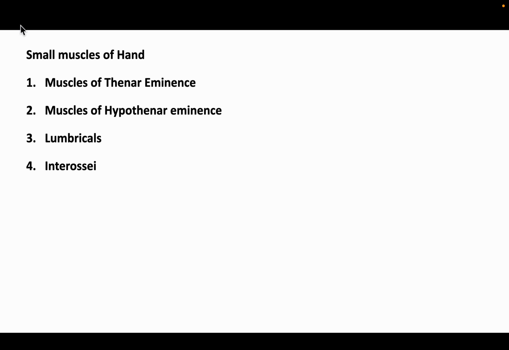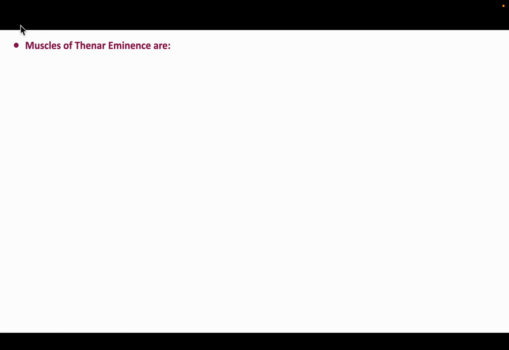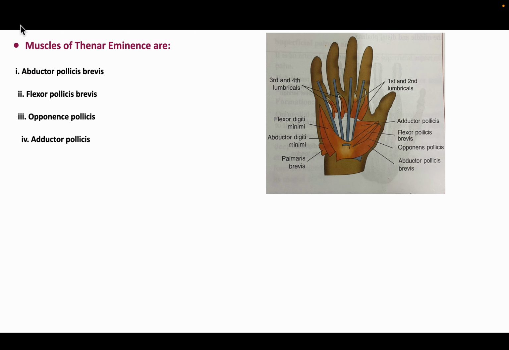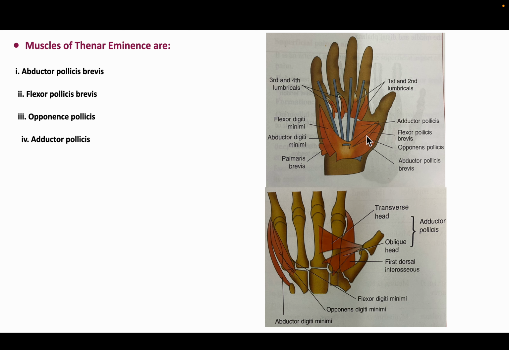Of hand. So the different small muscles of the hand are the muscles of the thenar eminence, the muscles of the hypothenar eminence, then lumbricals and interossei. Now coming to the muscles of the thenar eminence, what are the four muscles included in this category? That is abductor pollicis brevis, flexor pollicis brevis, opponens pollicis and adductor pollicis. So you can see these muscles over here.